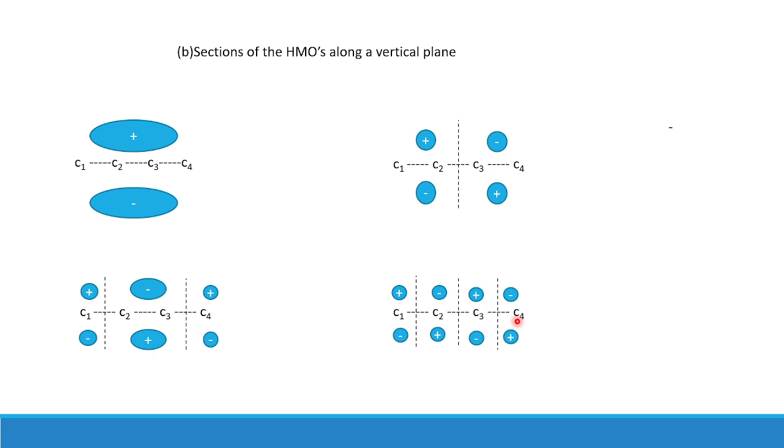So with the help of these HMO coefficients, one can easily calculate the bond order and the charge density. We can also calculate the free valence of the system. We have already calculated the bond order, as you have seen in the other lecture.